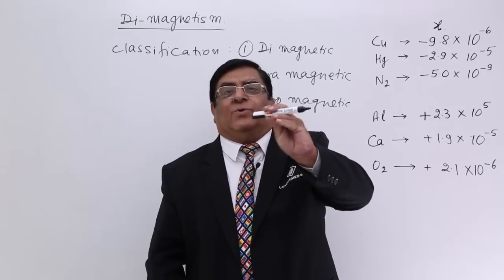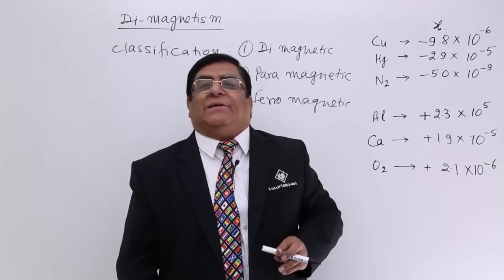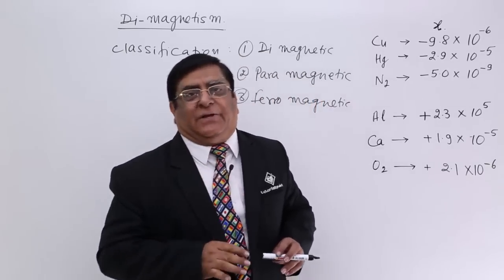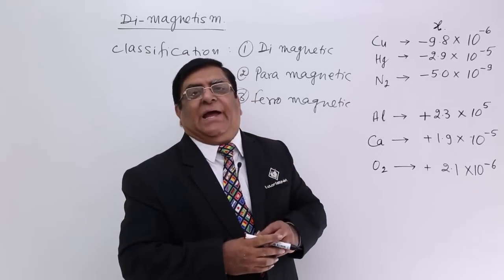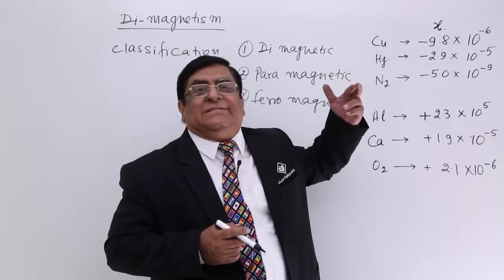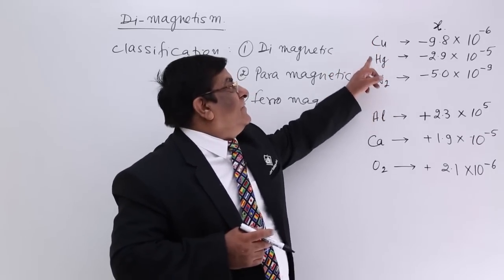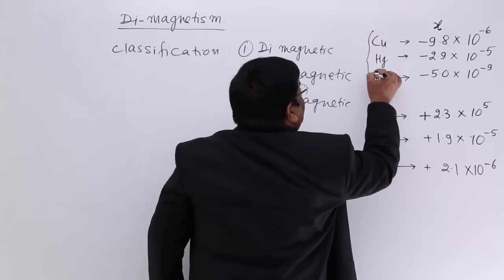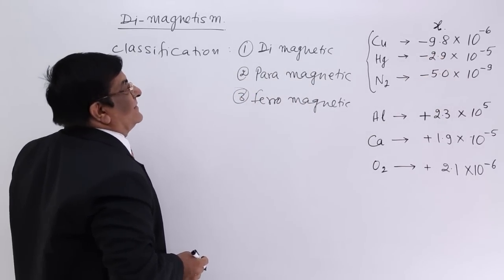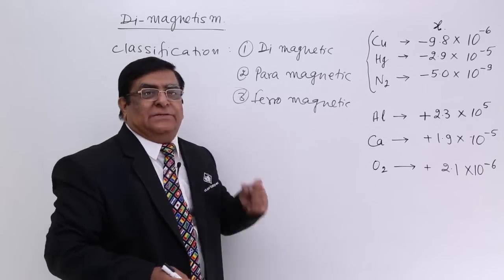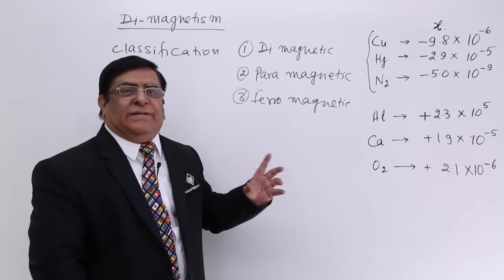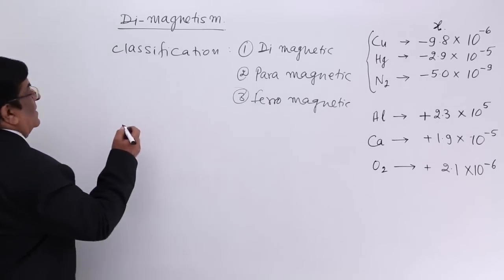Such materials are known as diamagnetic materials, which oppose the magnetization, which do not like a magnetic field. So they always try to oppose it. And if they oppose it, then their susceptibility is negative. These are certain examples of diamagnetic material which have negative susceptibility. Now these materials have certain characteristics, and we will study those characteristics. So first we will write what is diamagnetic material.